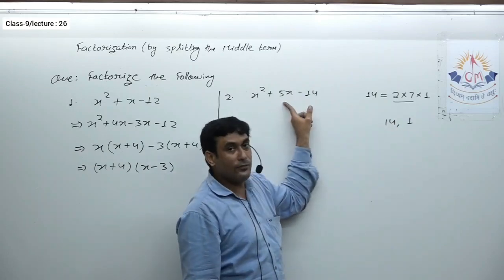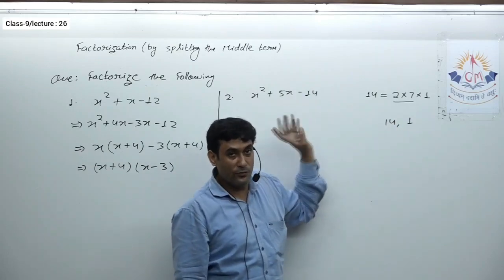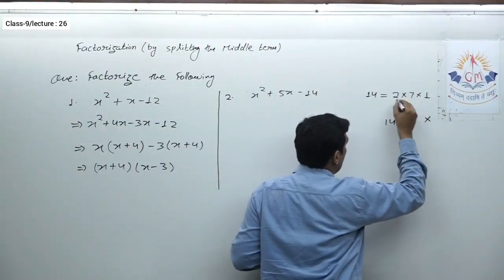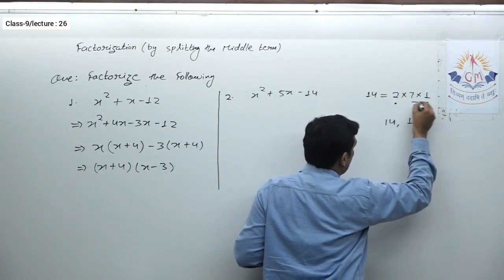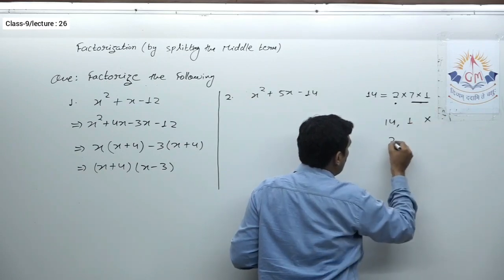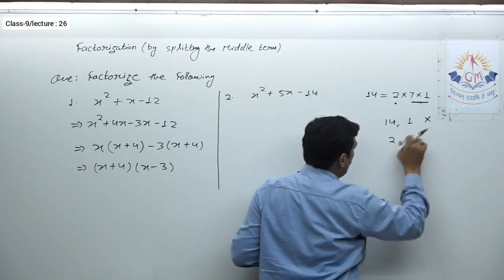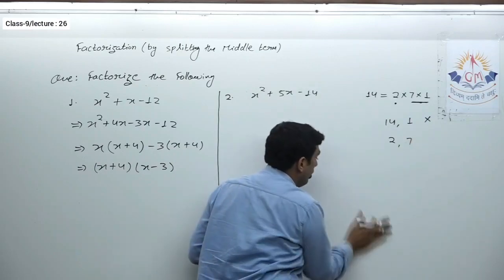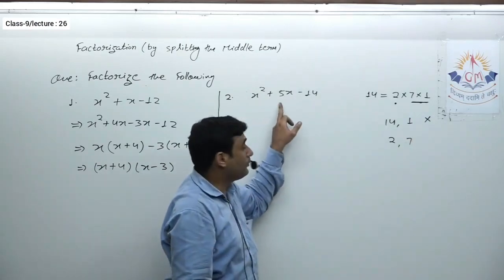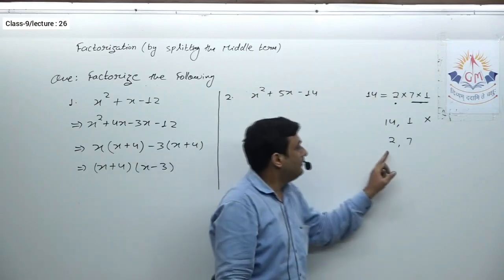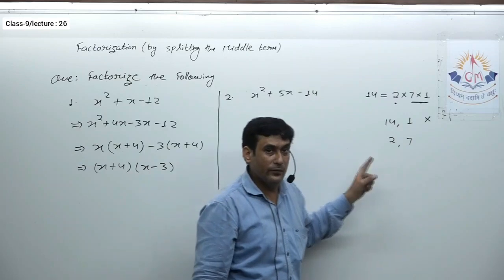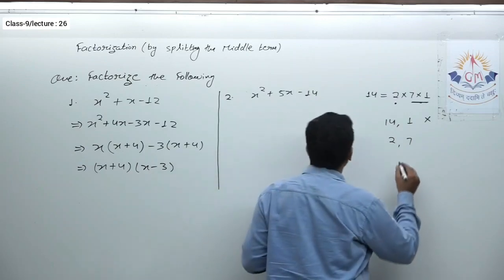Definitely we are not getting 5, and we are in search of 5. That means this combination is incorrect. Now if I take these two together, 2 and 7, do check whether their sum or difference is going to give you 5. Sum definitely no, 2 plus 7 is 9, but their difference definitely is going to give you 5.